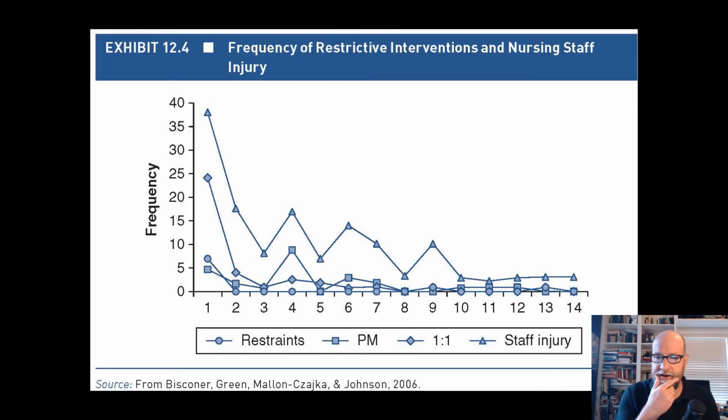So this is an example of the graph. Oh, I had it right. Use of restraints, staff injury, or needing of medications. The PM is medications, psychiatric meds. So 2 out of 3 is not bad, right? Anyway, in this case, this is the frequency of the restricted behaviors after the intervention started.